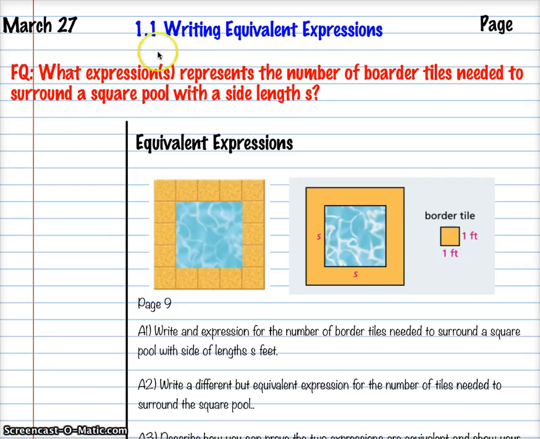Writing equivalent expressions, March 27th, Monday. I don't know what page number we're on. I seem to be losing track of days pretty quickly, not getting much sleep.